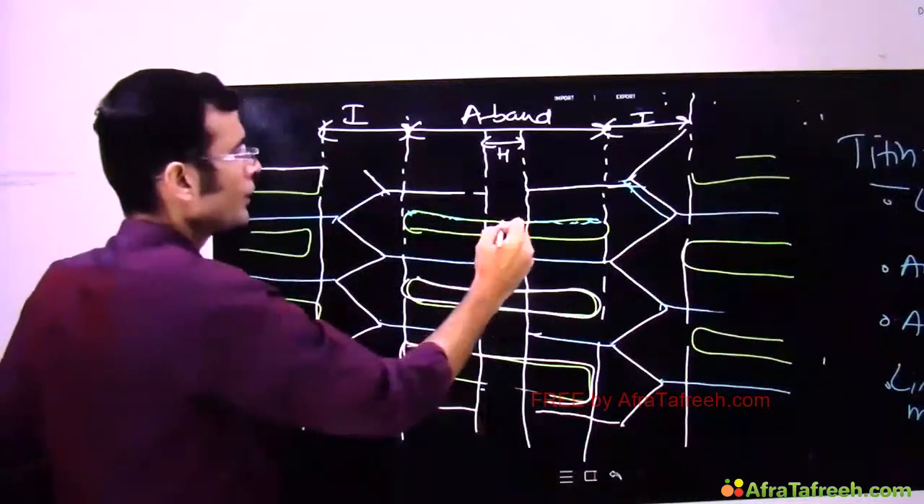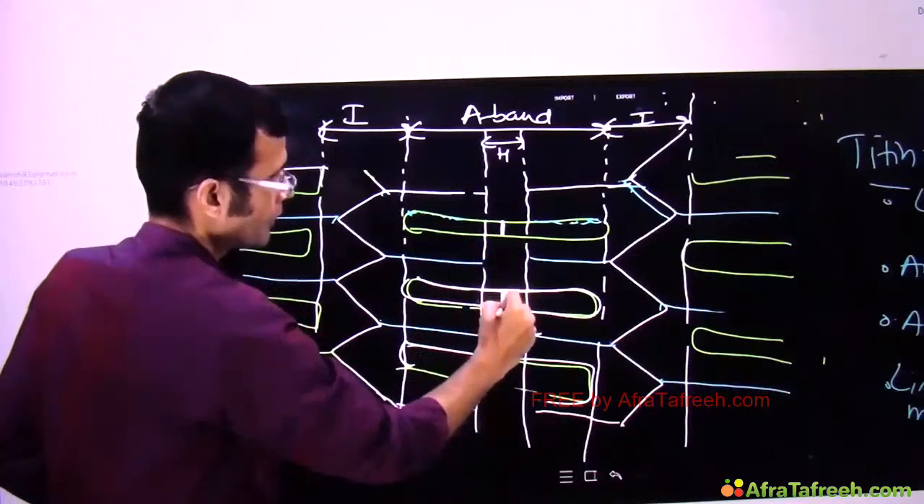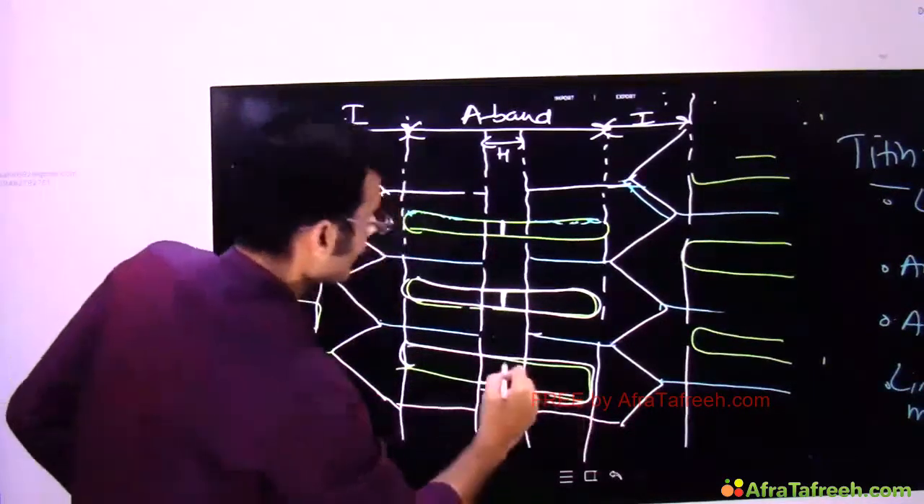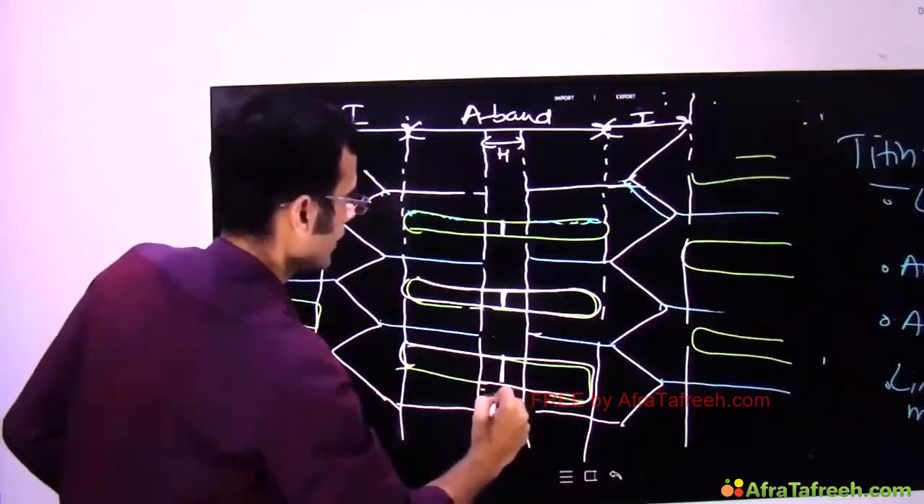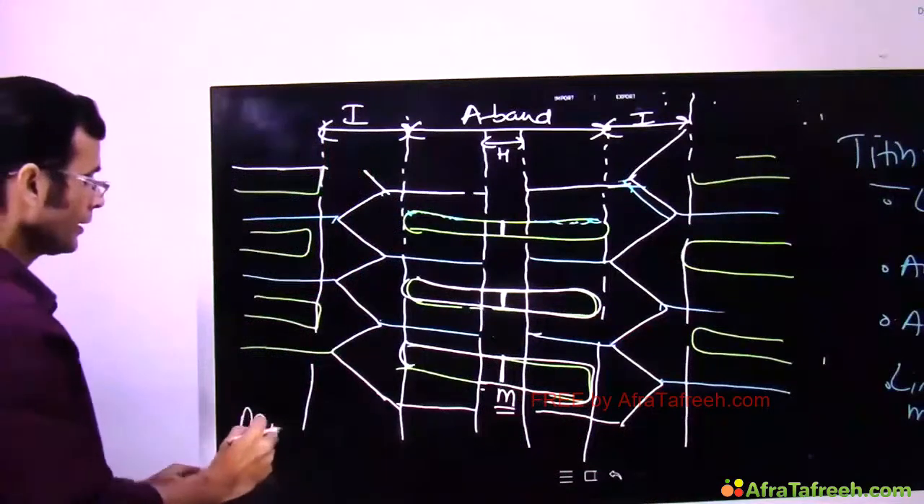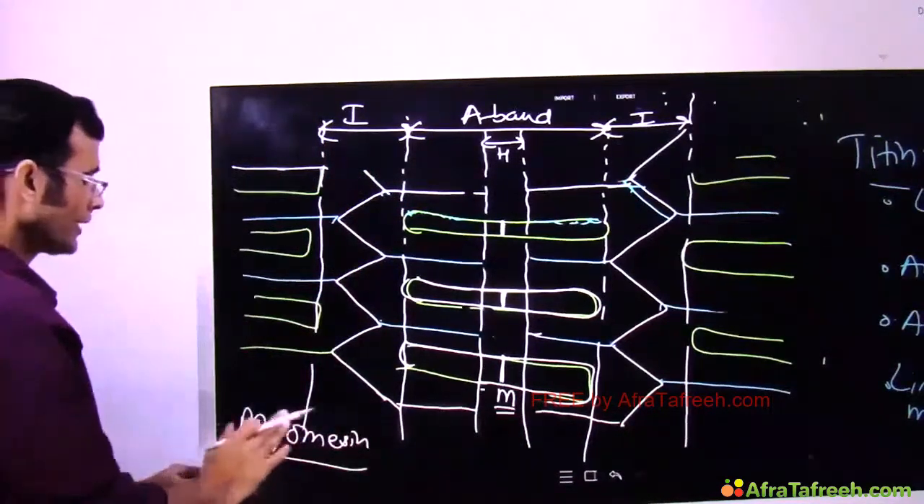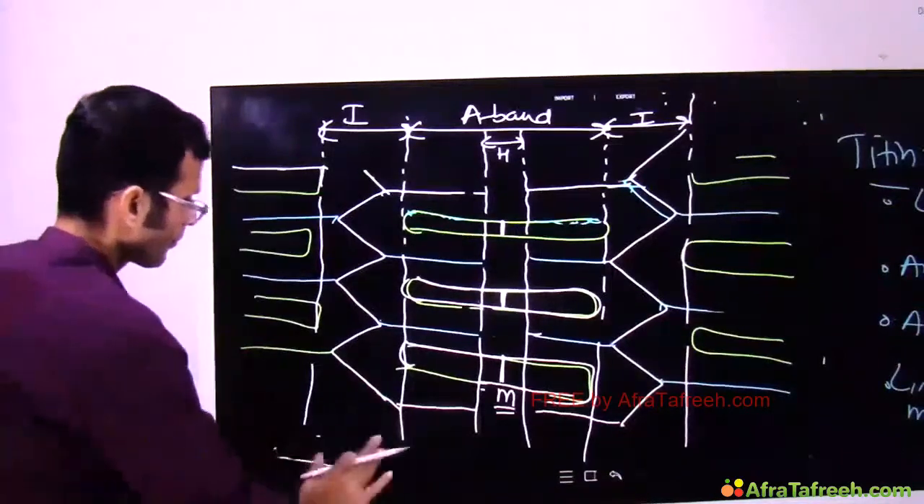And at the very center of the H zone, which is at the very center of the sarcomere, there is a dark line called the M line. There is a protein called myomesin over here, and it's called the M line, the dark line.